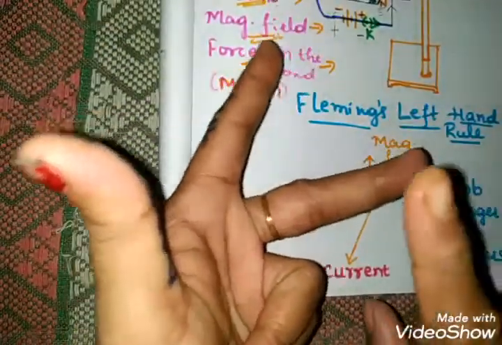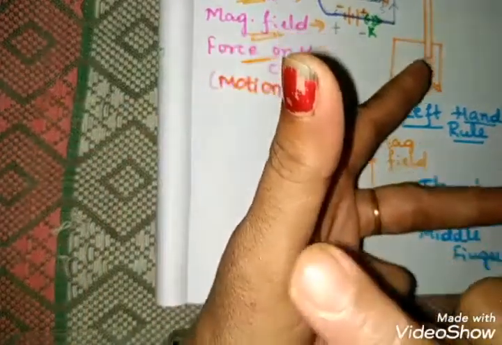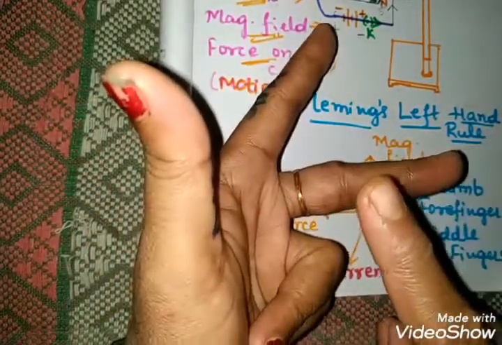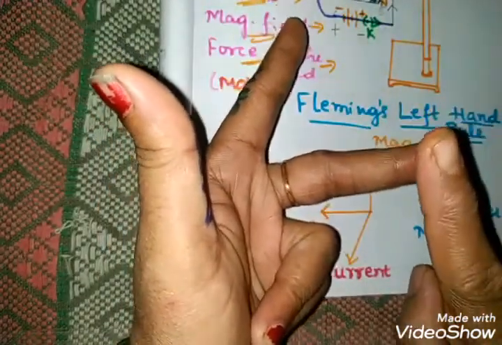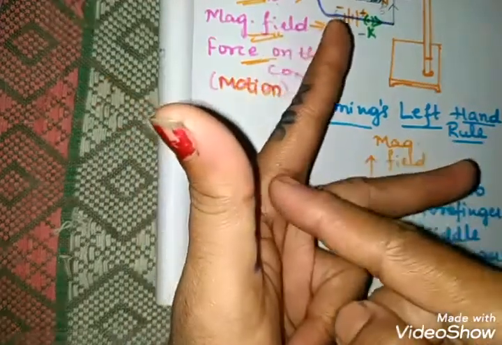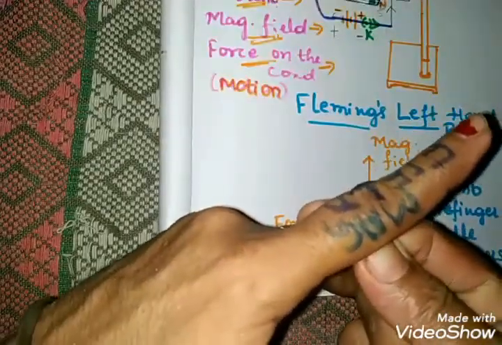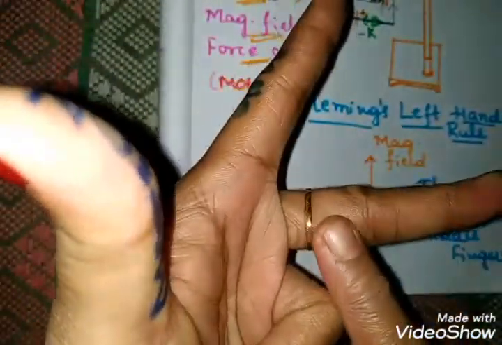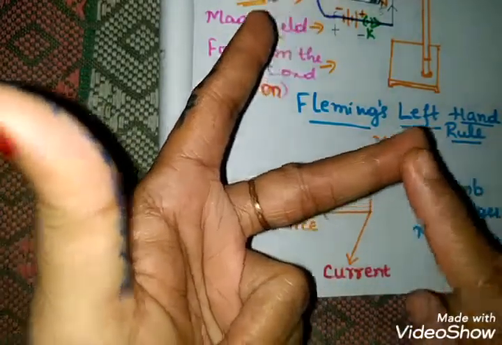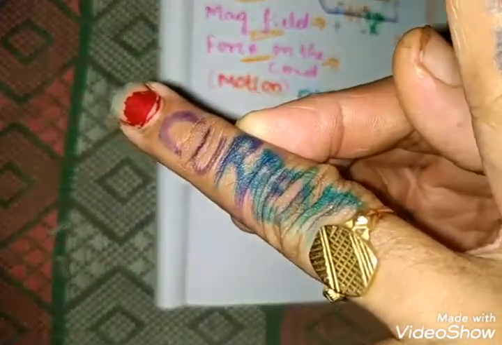So, how to state it, let us see. When we stretch the three fingers, the thumb, forefinger and middle finger of our left hand such that the forefinger indicates magnetic field, the middle finger indicates the direction of the current, then the thumb indicates the direction of motion of the conductor, or the direction of the force on the conductor.